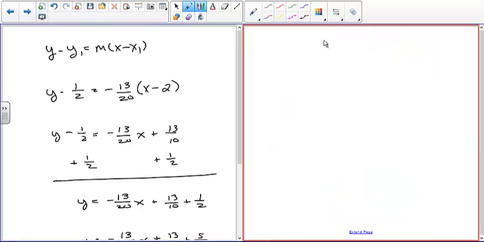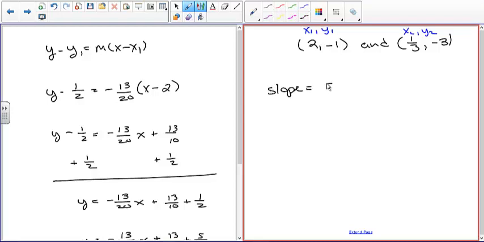And the final one, 2, negative 1 and 1/3, negative 3. Okay, so again, x1, y1, x2, y2, the slope equals y2 minus y1 over x2 minus x1.